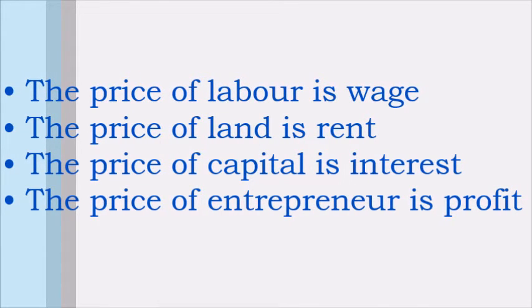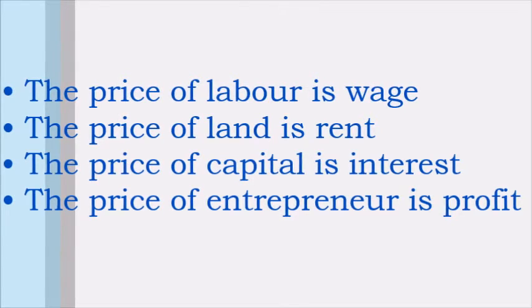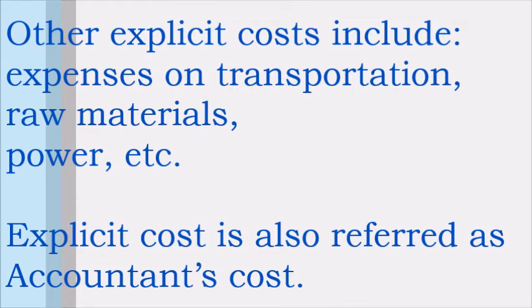The price of labor is wage. The price of land is rent. The price of capital is interest. The price of entrepreneur is profit. The amount of money paid by the firm to owners of these factors represents explicit costs. Other explicit costs include expenses on transportation, raw materials, power, etc. Explicit cost is also referred to as accountant's cost.